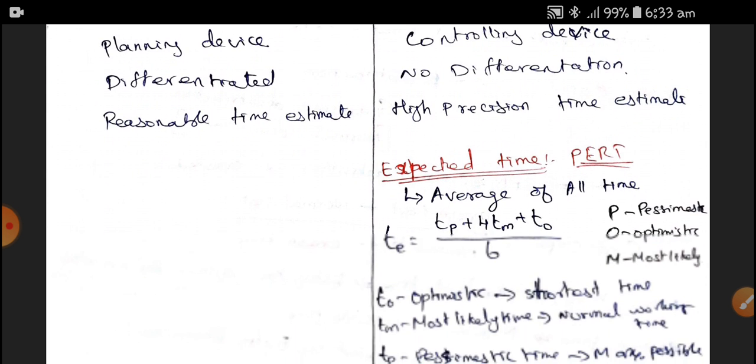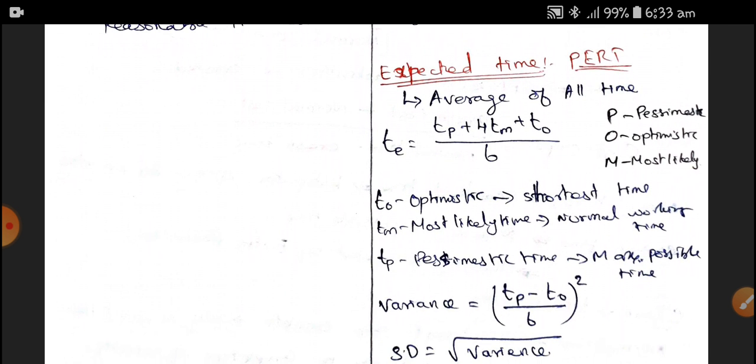And here I would like to elaborate on PERT. In PERT, the expected time is a very important thing. That is why the high precision time can be estimated by means of an expected time. This is the average of all time. Here the times involved are pessimistic time, optimistic time, and most likely time. The optimistic time is the shortest time. Most likely time is the normal working time, and pessimistic time is the maximum possible time.